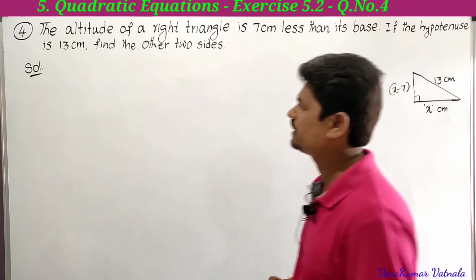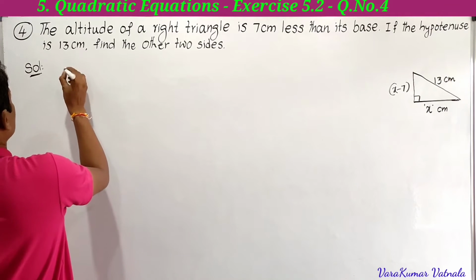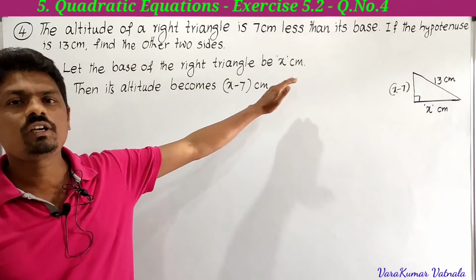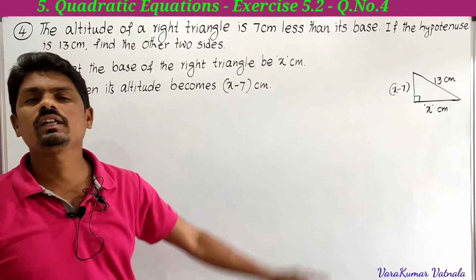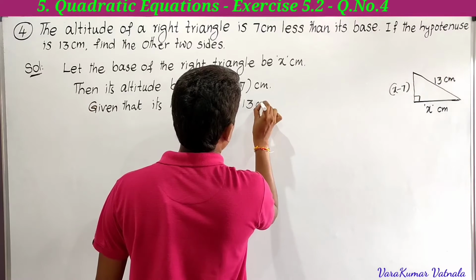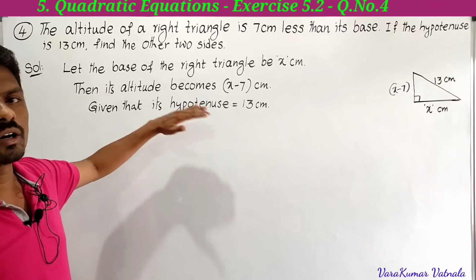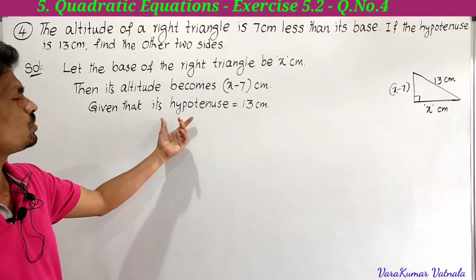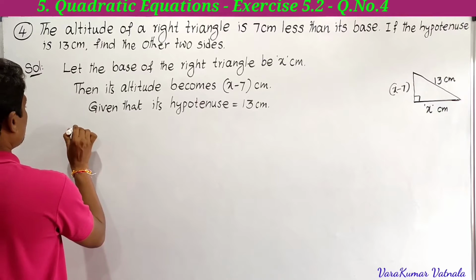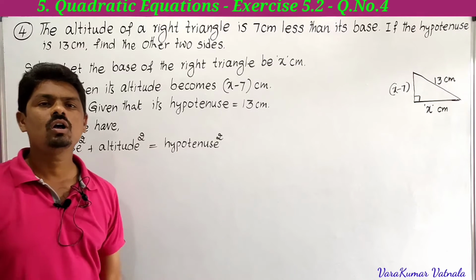So see here, how can we find? Let the base of the right angled triangle be x centimeters, then its altitude becomes x minus 7 centimeters. And he has given that its hypotenuse is equal to 13 centimeters. So according to Pythagoras theorem, we have hypotenuse square is equal to base square plus altitude square.